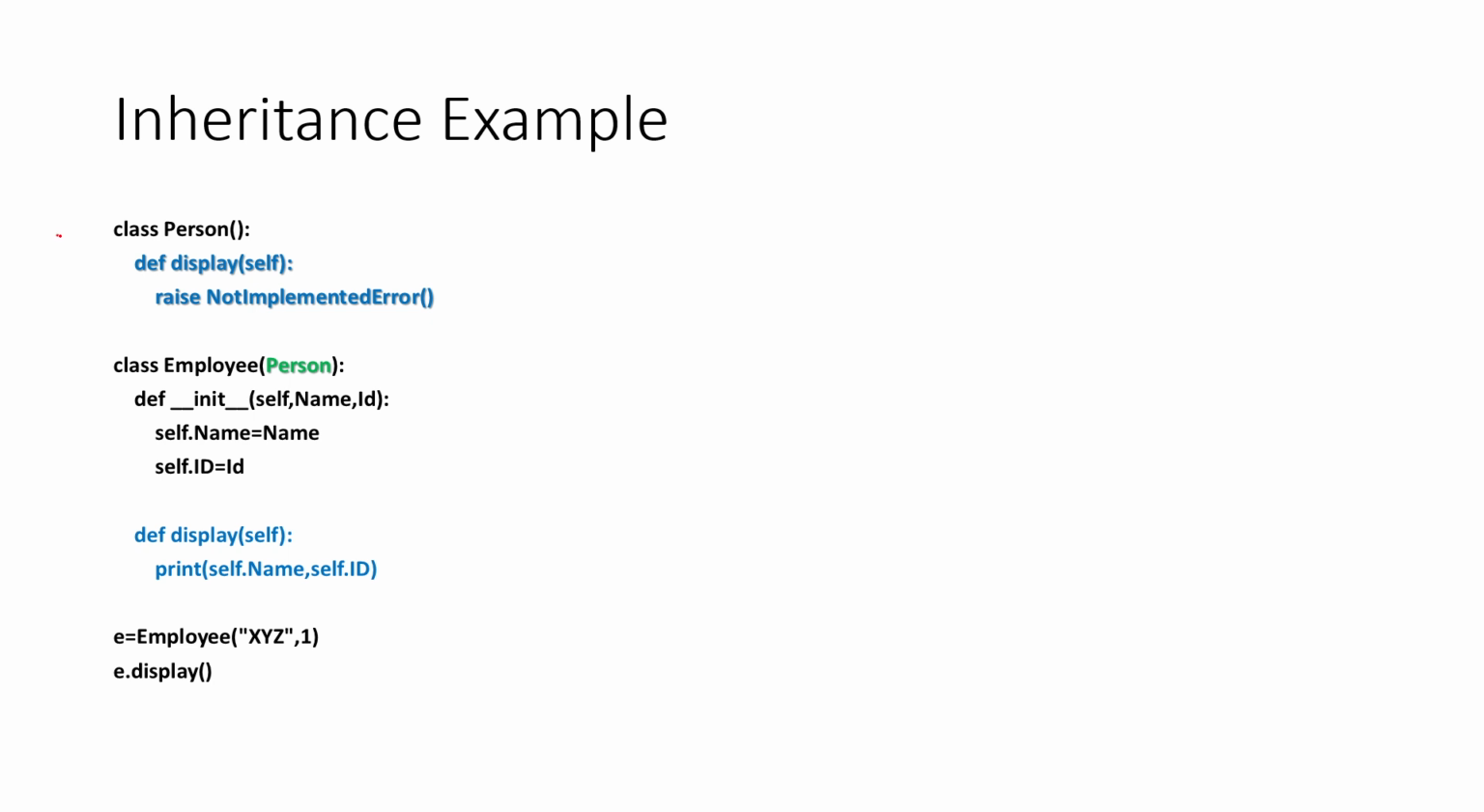All employees are persons. There is a class called person, which has a method display. Right now I don't have any code. I'm raising an exception. Now the derivation, the extending, happens here. The employee class is derived from person, it should be given inside the bracket, just like before. In the previous case, the abstract interface is given as a parameter. Here the base class is given as a parameter, rest of the things are the same.